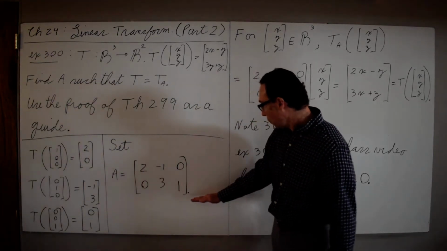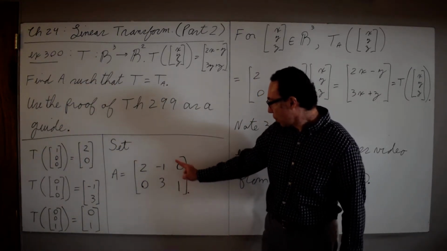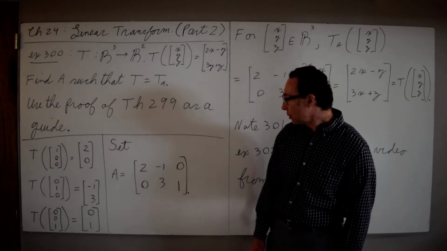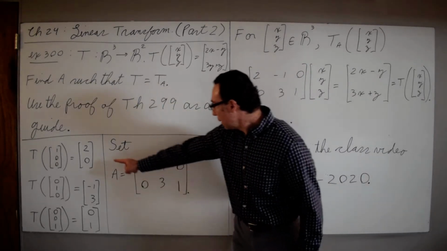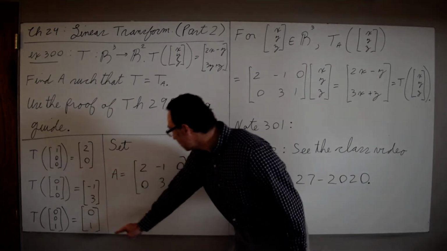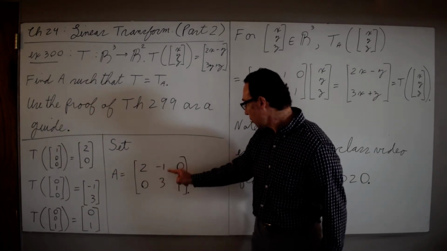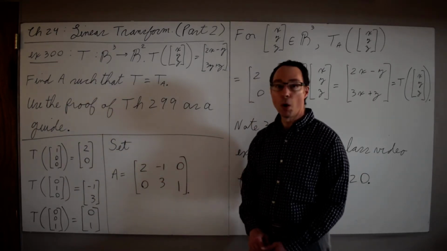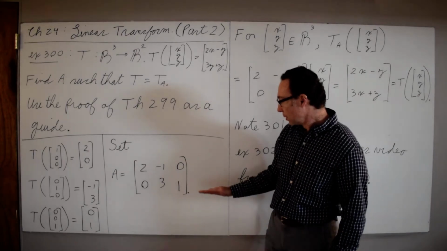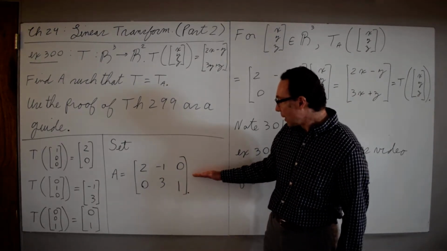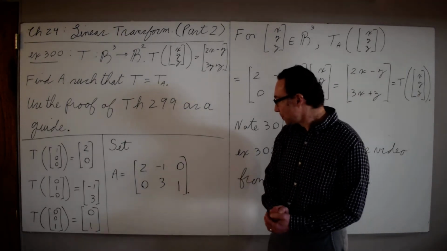And so we set A equal to this matrix. Notice how we got that. We made these vectors the columns. So 2, 0, negative 1, 3, 0, 1. So that is fairly simple.